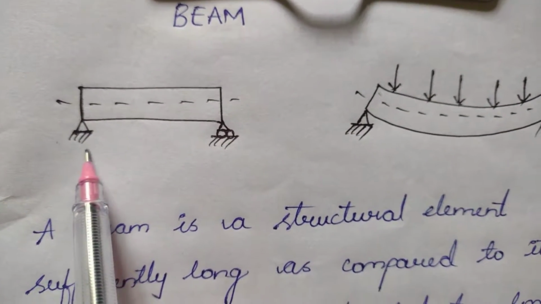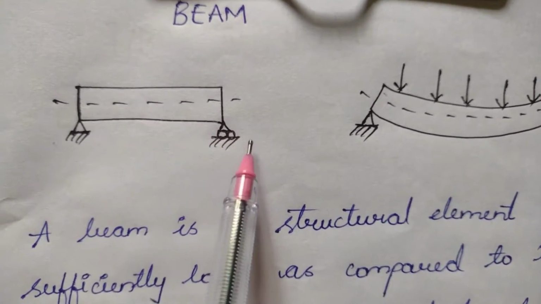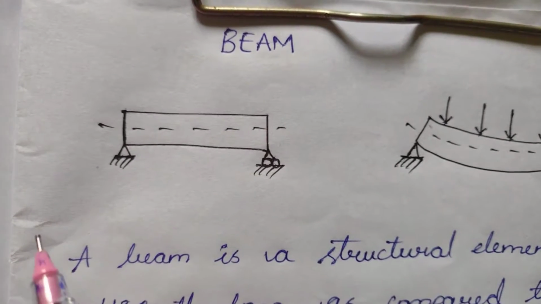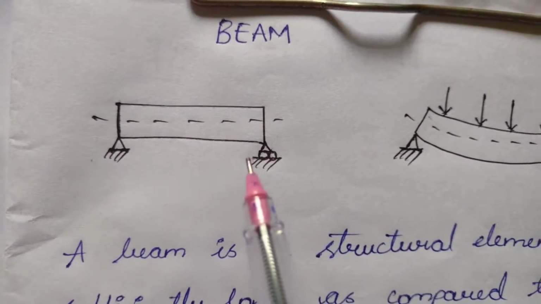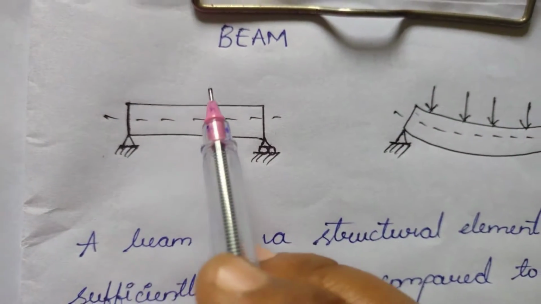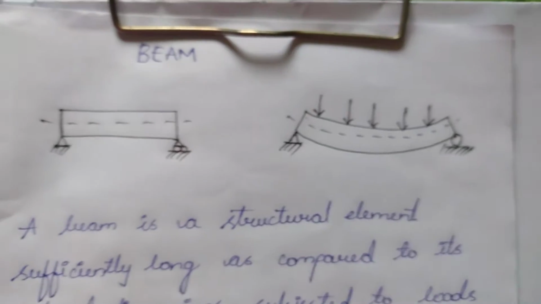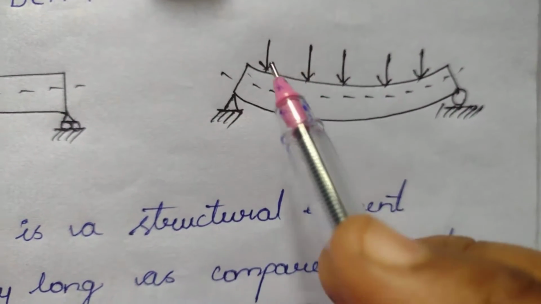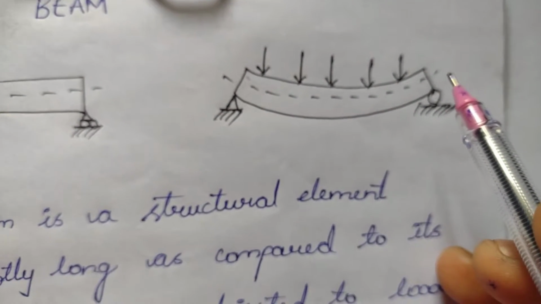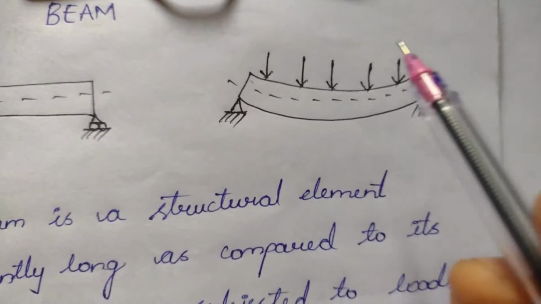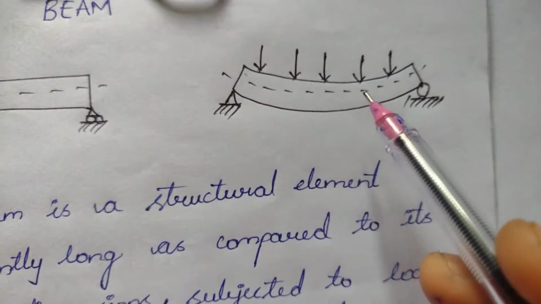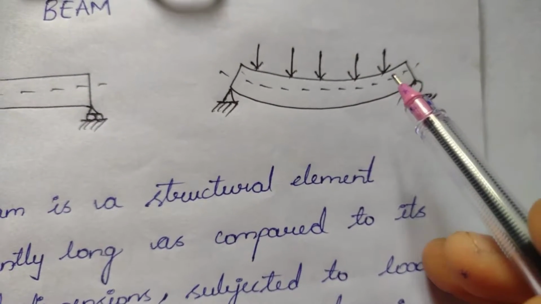See, this is the beam that is sufficiently long as compared to its lateral dimensions, which is supported at certain points depending upon the load conditions. This is the beam that is subjected to the transverse loading, transverse to the direction of the longitudinal axis. Here the beam, due to the loads acting, is deformed into a curved plane.